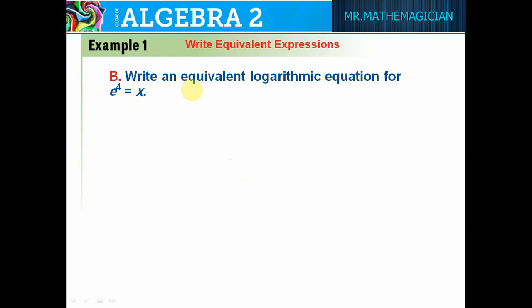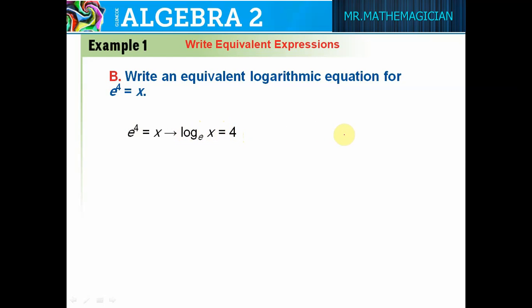Now write an equivalent logarithmic equation for e to the power of 4 equals x. e is the base and 4 is the power, so for log, we put e as the base and we put 4 as the answer, and it will be log x base e equals 4.